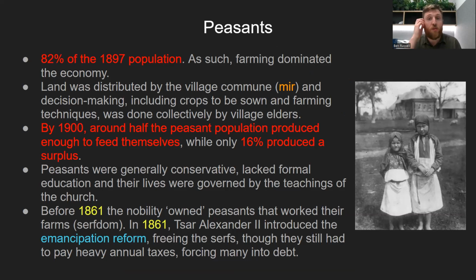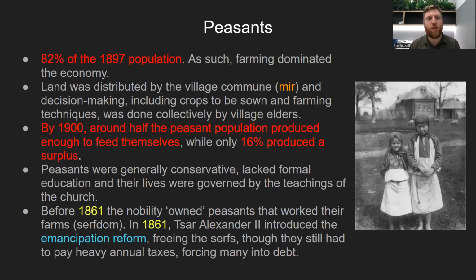Land was distributed by the village commune, otherwise known as the mir, and decision-making, including what crops should be sown and farming techniques, which were quite outdated, was made collectively by village elders. By 1900, around half the peasant population produced just enough to feed themselves, while only 16% produced a surplus to be handed over to the government in the form of taxes. Peasants were generally conservative, lacked formal education, and their lives were governed by the teachings of the church.